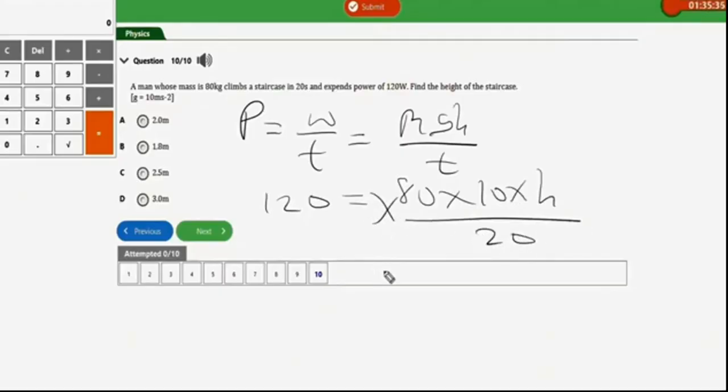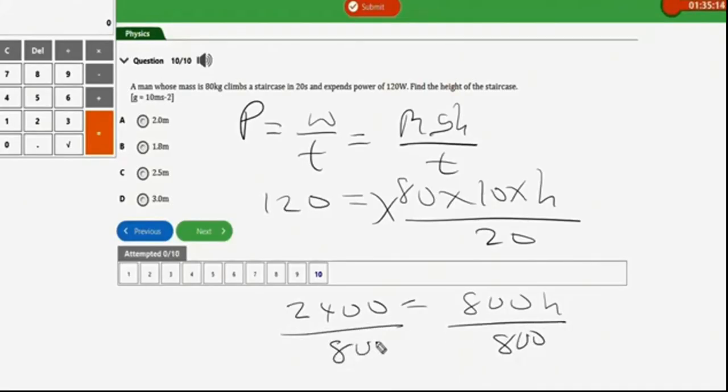So when you cross multiply, 120 times 20 will basically give you 2,400, equals 800h. We are looking for height. All right, divide both sides by 800. Okay, so 24 divided by 8 will give you what? Anyway, so the correct option in this question is option D. 3 meters will be the height.